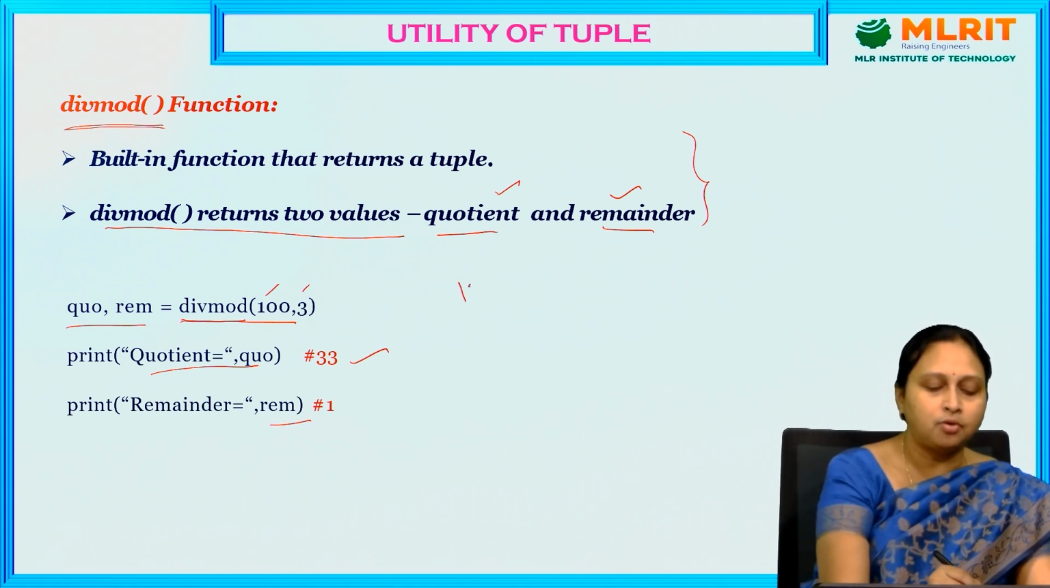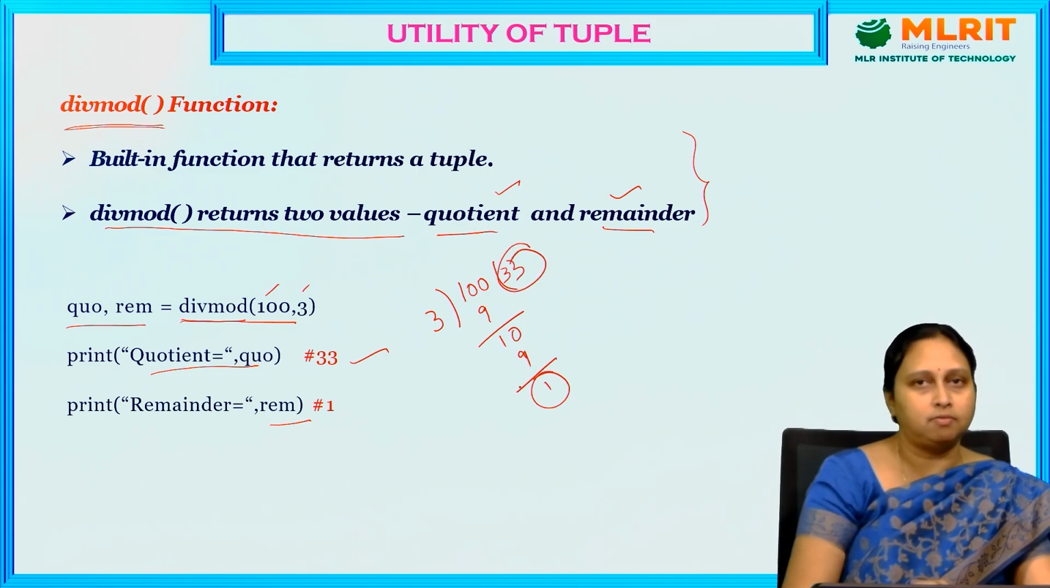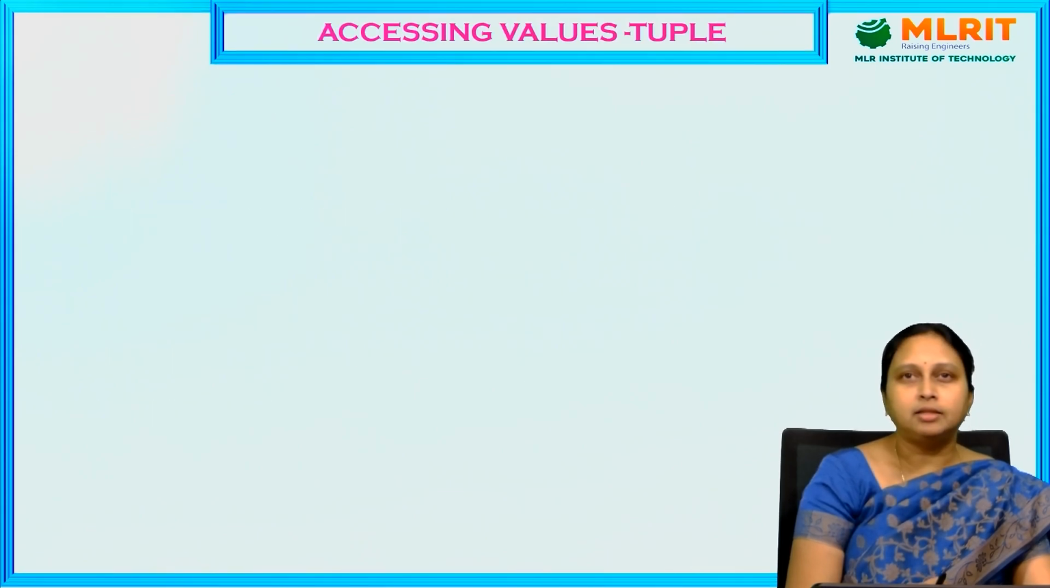As you know how we divide it: 3, 9, 10, again 3. Right? This is the quotient value and this is the remainder value. This way we can get the quotient and remainder values at a time from this divmod function. This is a built-in function that we use with a tuple. And the next one is accessing the values of a tuple.